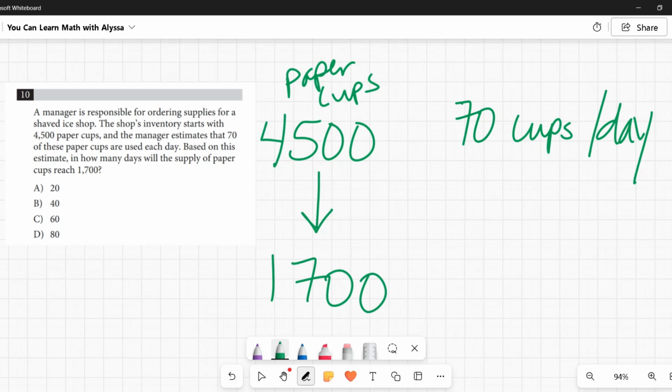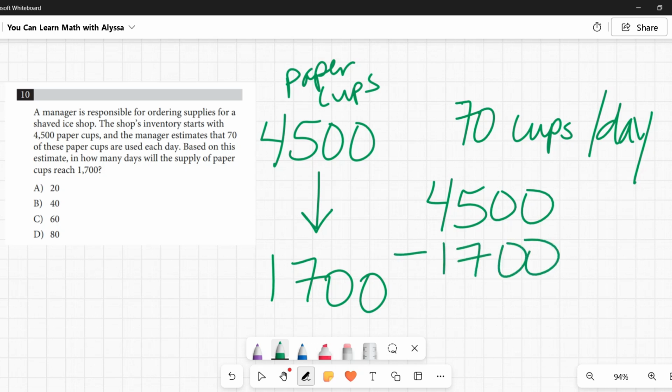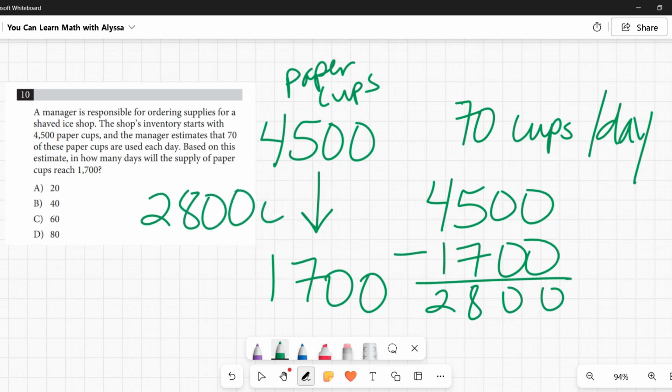There's the word, used, not gone. The paper cups are gone. They just vanished. No, they were used. People are selling shaved ice like there's no tomorrow. So how many were used? We're going to subtract the 1,700 from 4,500 to see how many were used. Okay, so 4,500 minus 1,700 is 2,800. So 2,800 cups were used by this store.